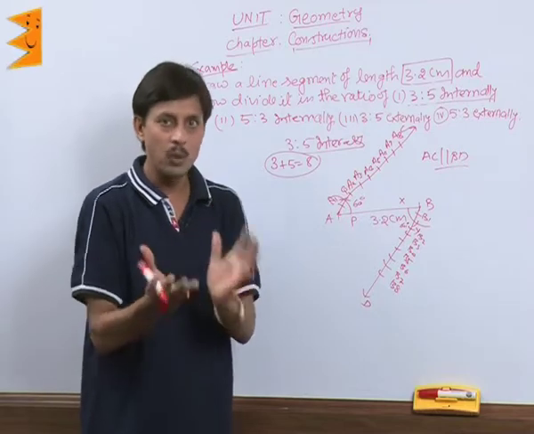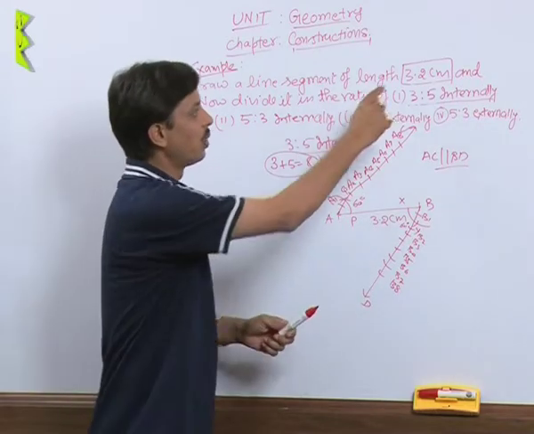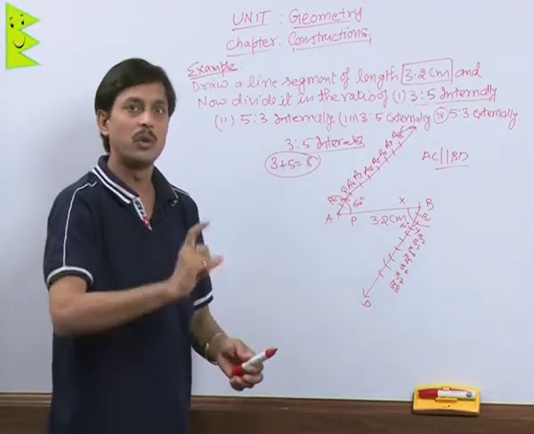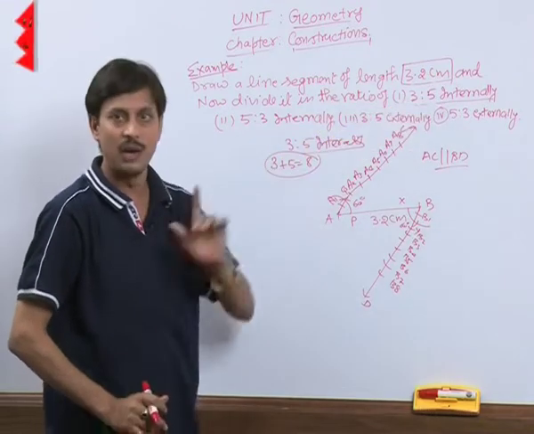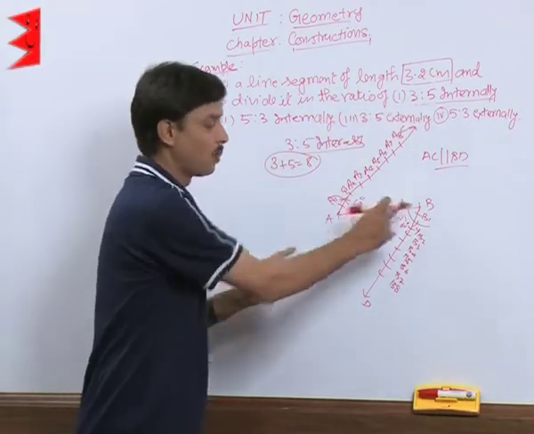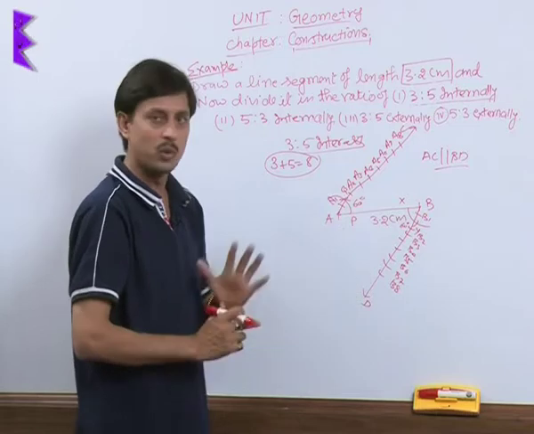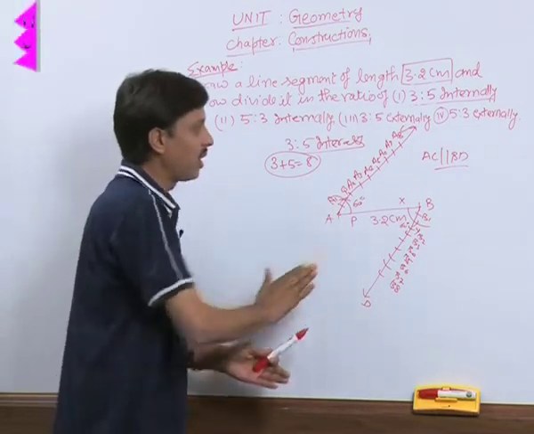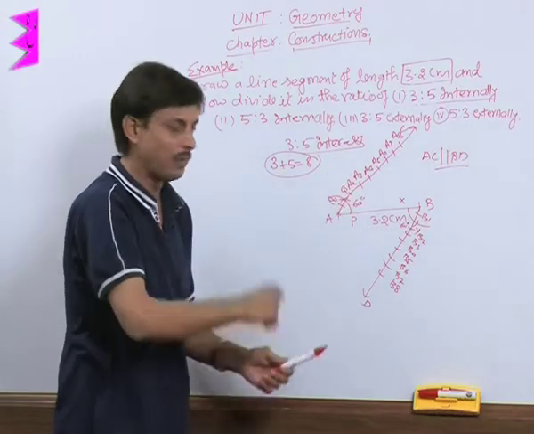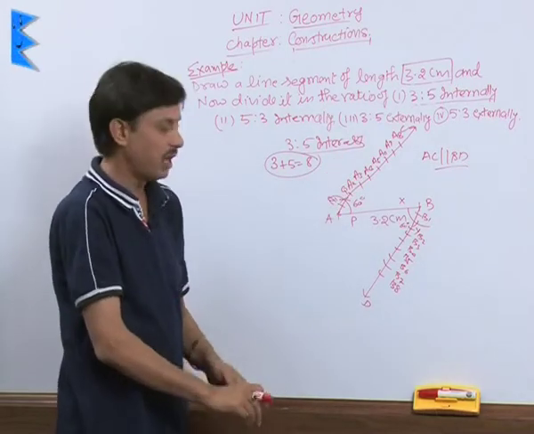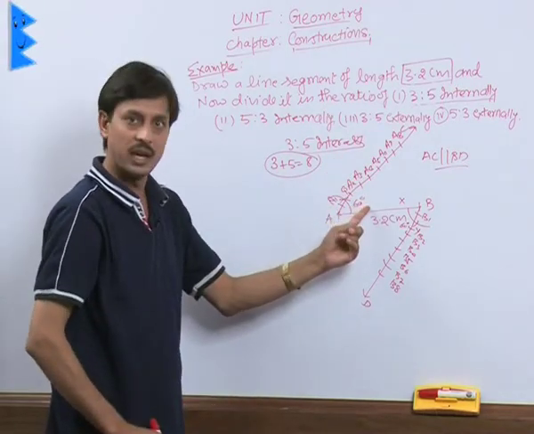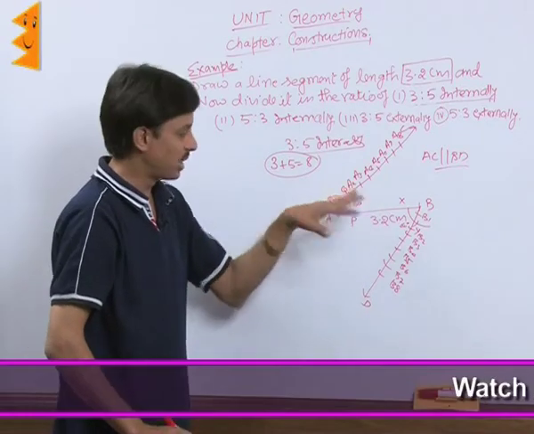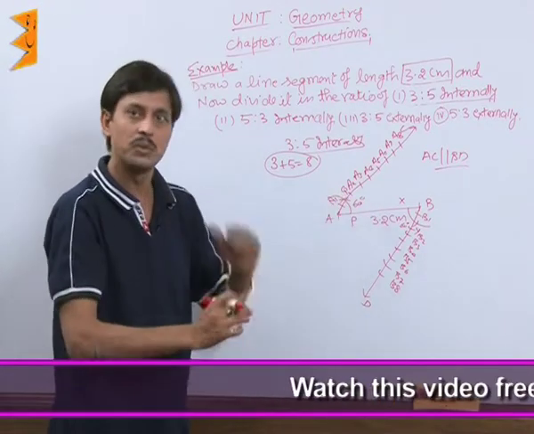What you have to perform if you want to separate a line segment of length 3.2 centimeter in the ratio of 3:5 internally. First of all, you have to plot the line segment of length 3.2 centimeter. On one end, you draw one ray AC, or whatever name you like, at an angle of 60 degrees. You can change the angle, but this is a convenient one. That's why I have drawn an angle of 60 degrees here.